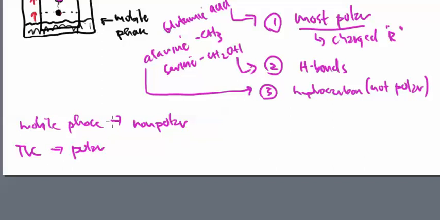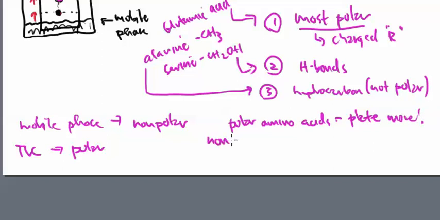And then we have a TLC plate, and the TLC plate typically is the polar piece of this whole puzzle. So if this setup is chosen, the mobile phase is being sucked up through the plate. The plate is polar. So the polar amino acids are attracted to the plate more, and the nonpolar amino acids stay in the mobile phase more. That means they move further up the plate.